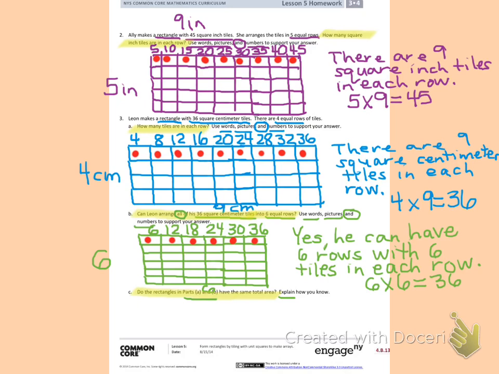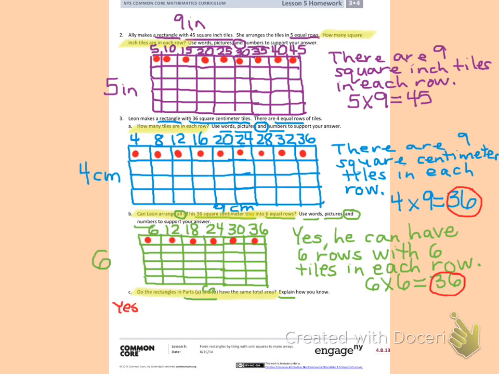If I look at the multiplication problem that I wrote, I can see that the area of part A is 36. If I look at the multiplication problem for part B, I can see that the area is also 36. So do they have the same total area?